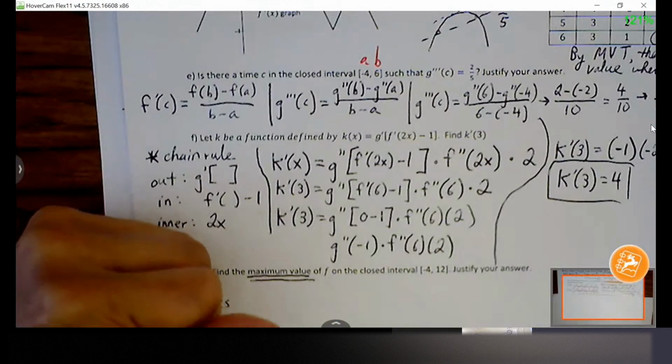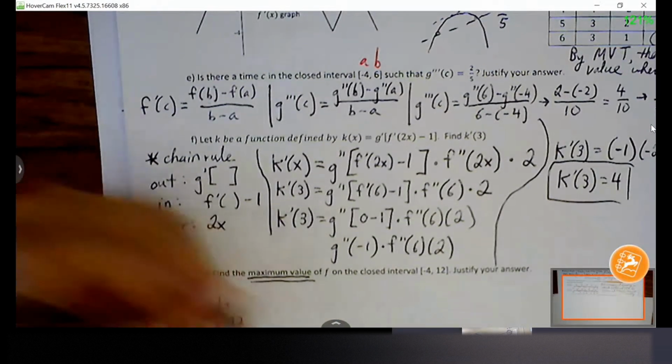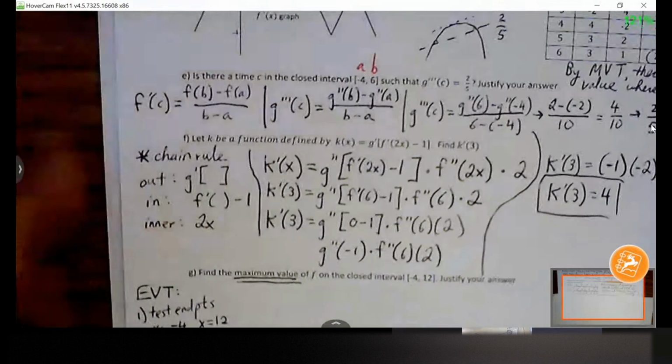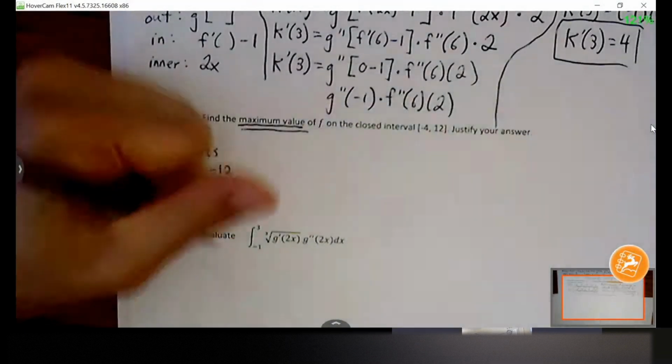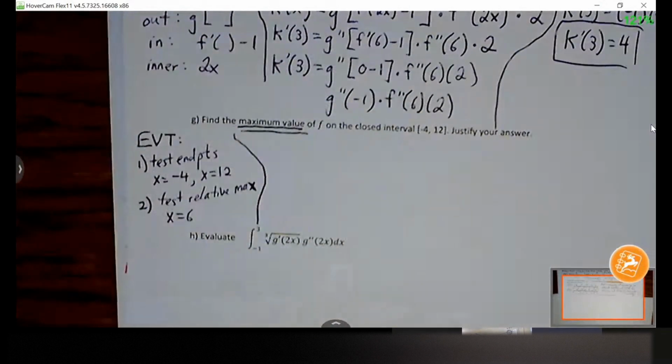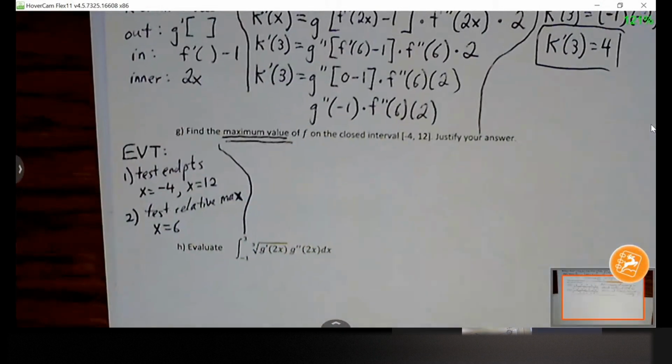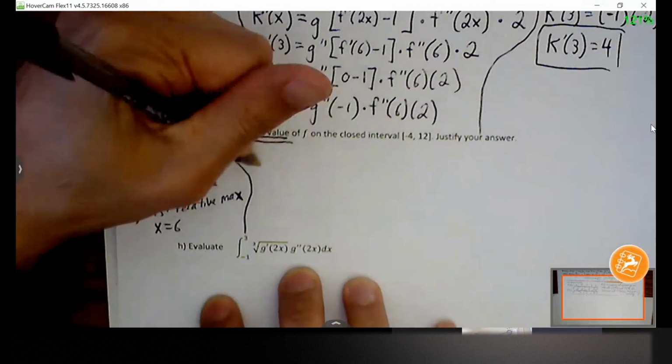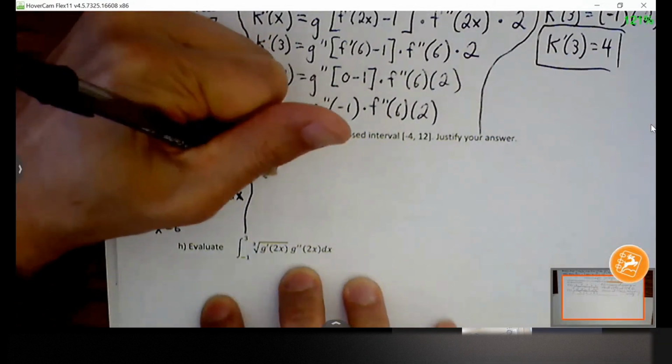I was looking at the graph, not the sign line. Right, so that sign line is going to give you a clearer picture of what you need to look at. Okay, so I need x equals 6. All right, EVT. I need to test -4, 12, and 6. I need to find each of their values. So I'm going to start at -4.